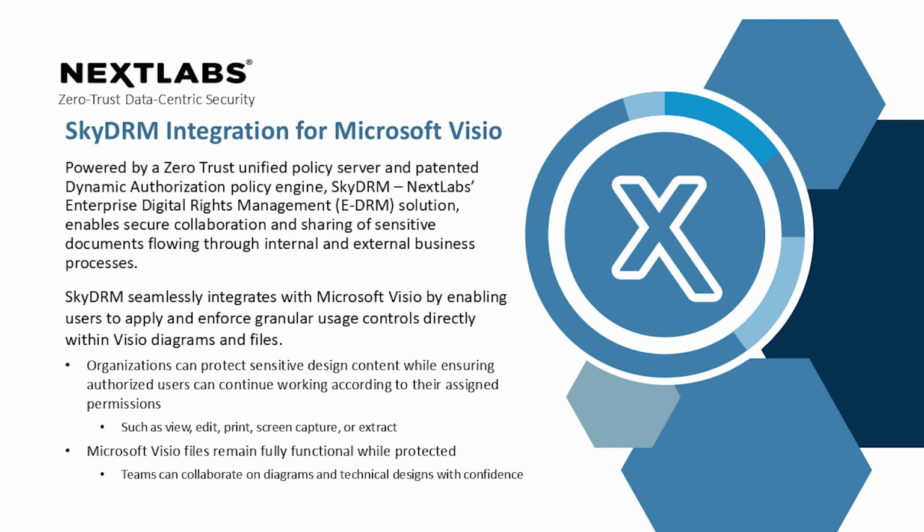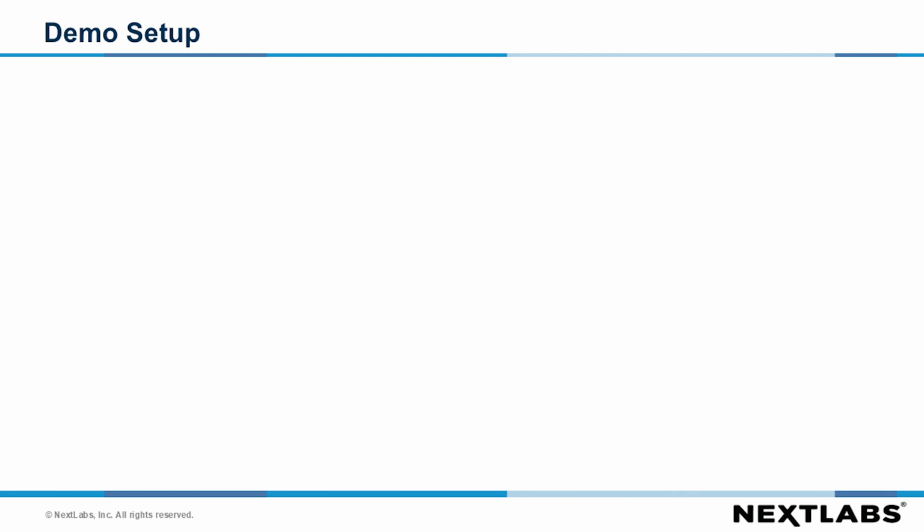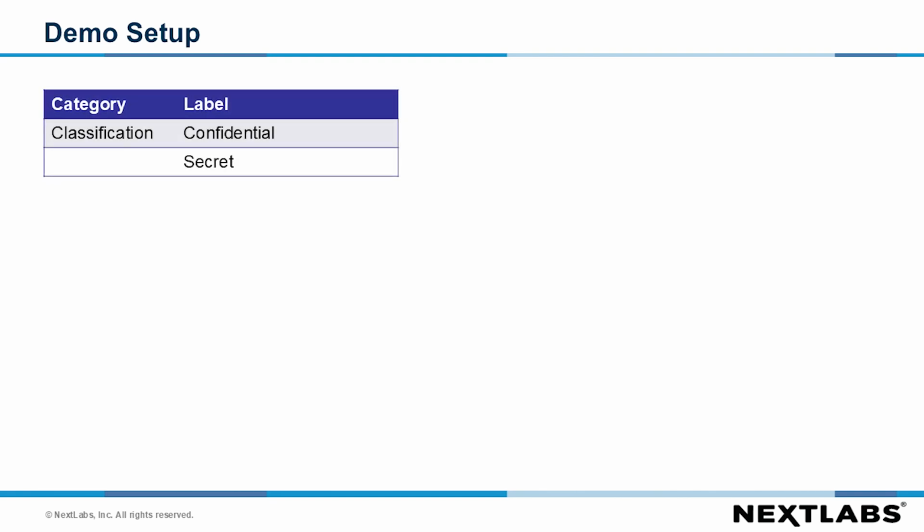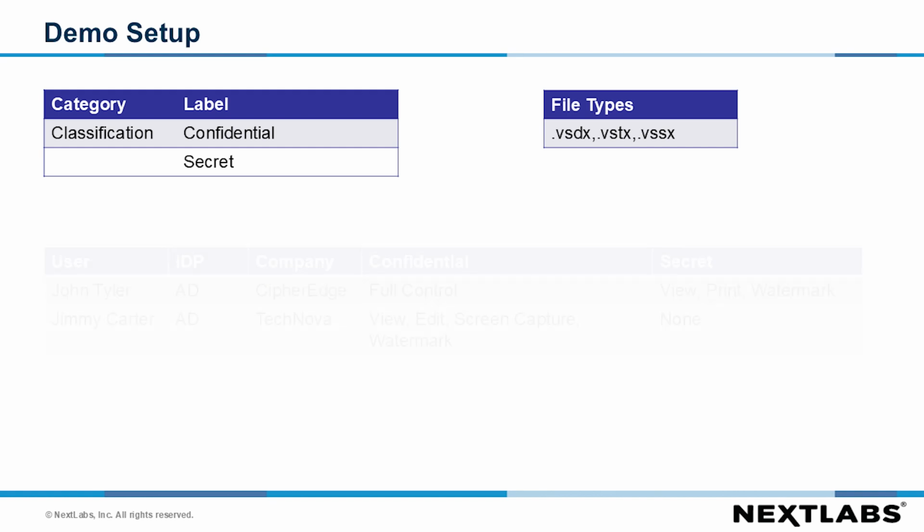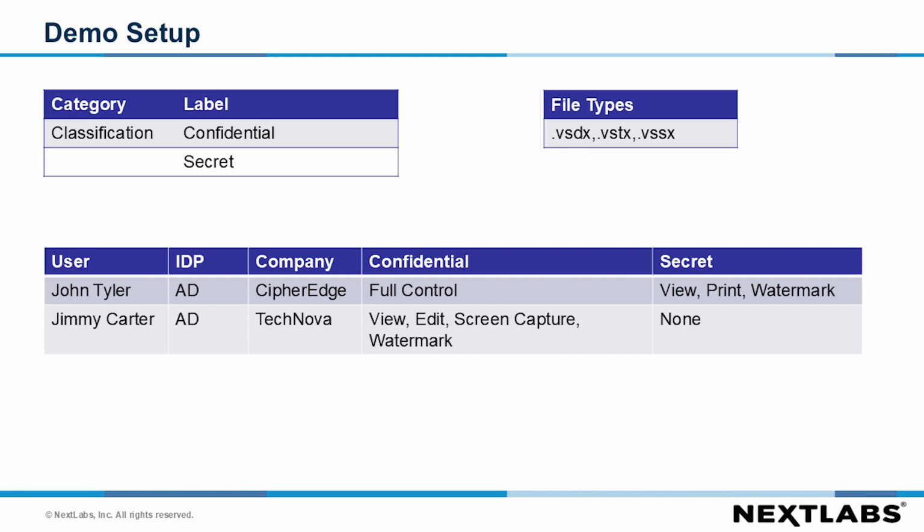Before we begin, let's review the setup for this demo. Under the classification category, I have set up a confidential and secret label for the demo files. I have also prepared the following Microsoft Visio file types: .vsdx, .vstx, and .vssx. Lastly, the following policies have been configured for each user.